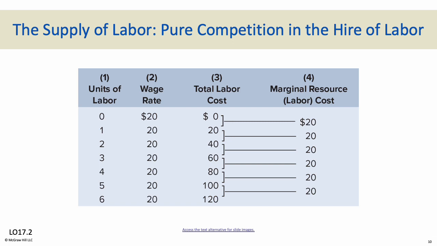In this example, MRC is constant at $20 and matches the $20 wage rate. Thus, the firm is in a purely competitive market, and it's maximizing its profit by hiring workers up to the point where the wage rate equals MRP. And that's what we're doing right here. We're hiring workers up to the point where the wage rate equals MRP.